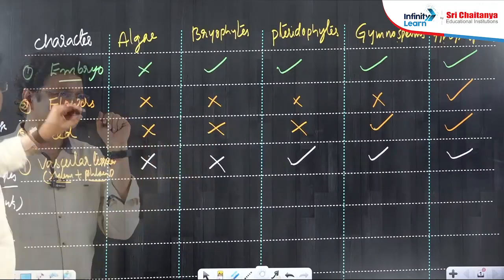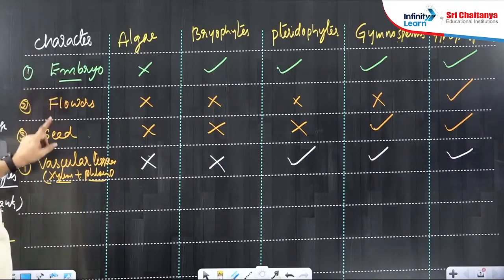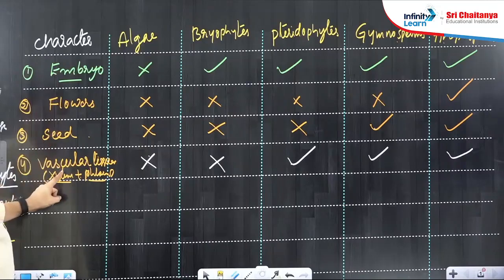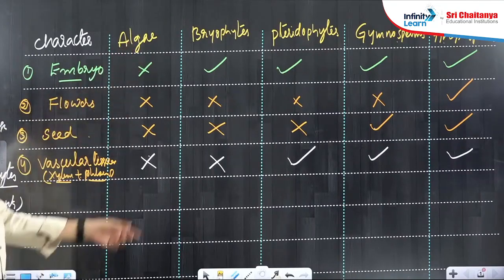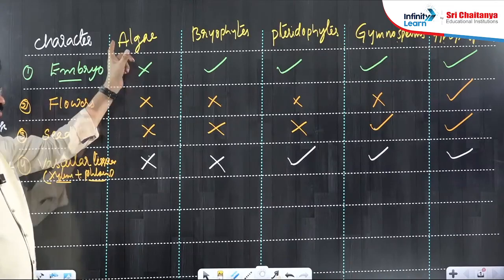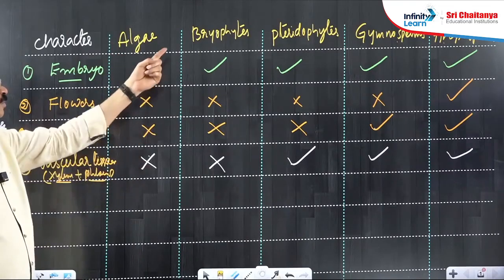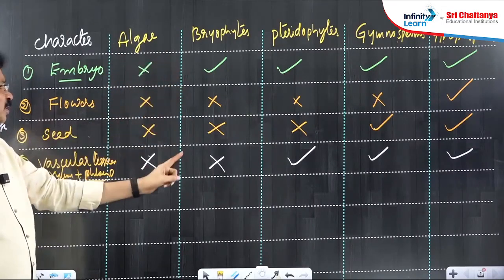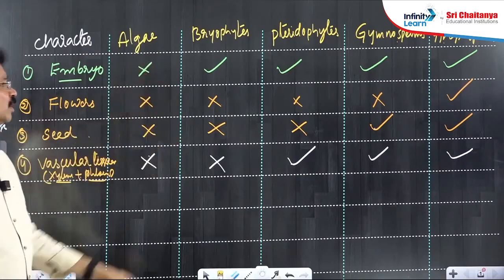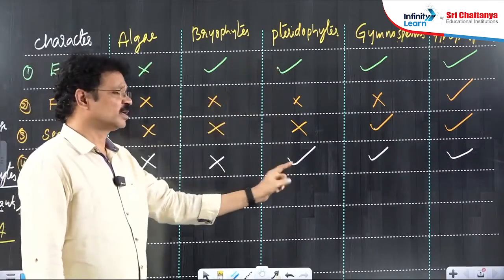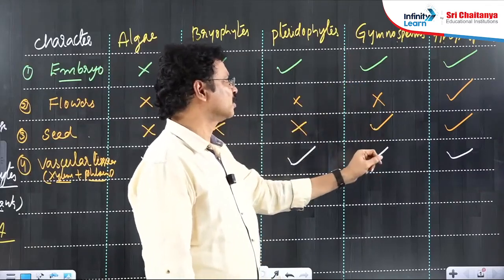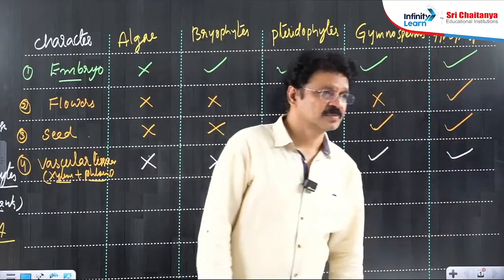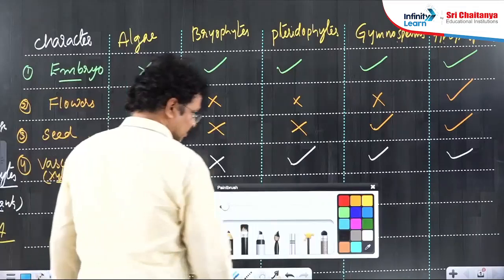Question number 1: first option embryo, second option flowers, third option seed, fourth option vascular tissues. The following are present in algae. Or a simple question, algae possess. No one, all are absent. In bryophyta, only 1 is correct. In pteridophyta, 1 and 4. In gymnosperms, 1, 3, 4. In angiosperms, all are present. Next, the fifth one.